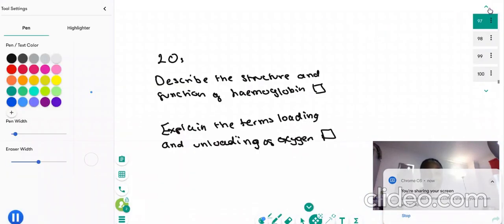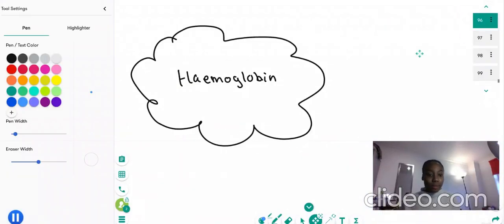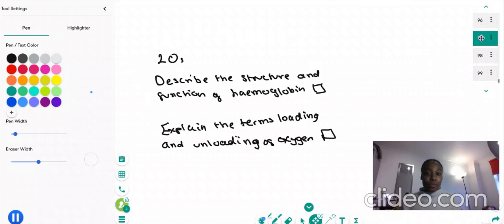Hello. So today we're going to focus briefly on hemoglobin, its structure, and then very shortly talk about the loading and unloading process of oxygen when it comes to hemoglobin. So the main LOs of today, as I mentioned before, is to describe the structure and function of hemoglobin, and then explain the terms loading and unloading of oxygen.